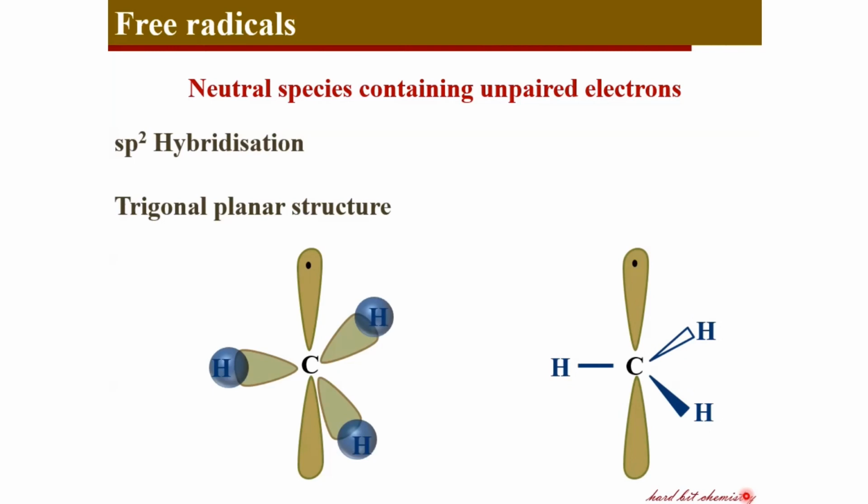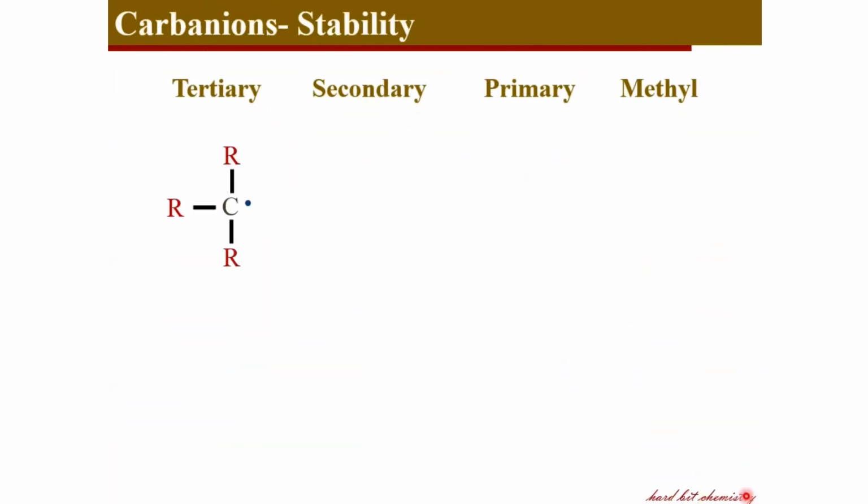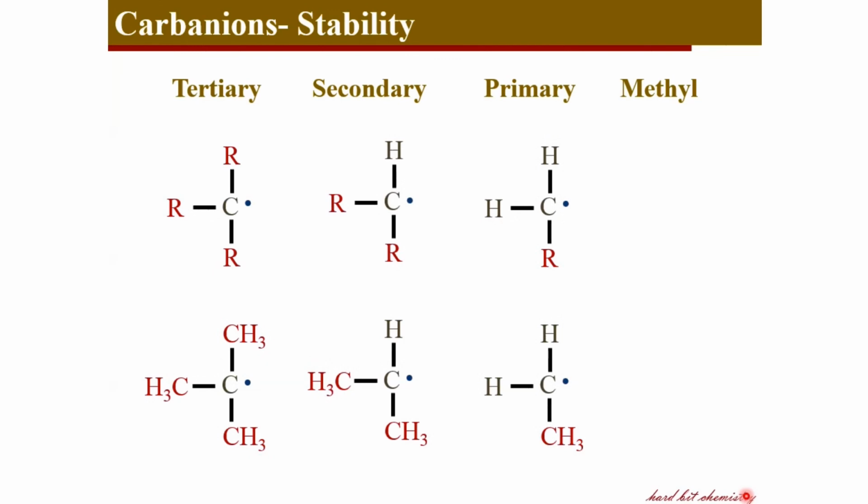This is the structure, and the stability can be explained based on hyperconjugation, because the first structure is a tertiary free radical, as we have seen before. 9 alpha hydrogens are possible, therefore 9 no-bond resonance structures can be obtained, whereas for secondary there are only 6 alpha hydrogens, therefore 6 no-bond resonance structures, and for primary only 3 alpha hydrogens, 3 hyperconjugated structures. For the methyl free radical there are no alpha hydrogens, no hyperconjugation at all.